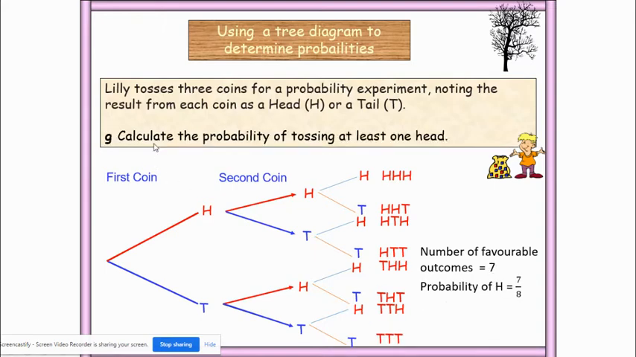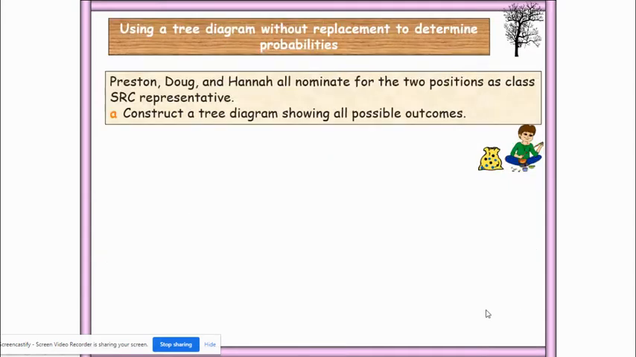Okay, G. Calculate the probability of tossing at least 1 head. So there's 7 of them. So the probability of at least 1 head is 7 over 8. And there again, you could have said 1 head.